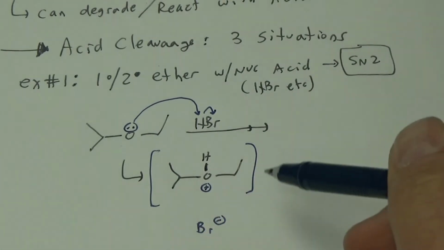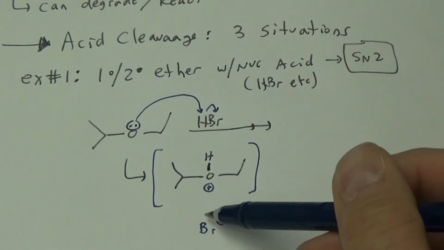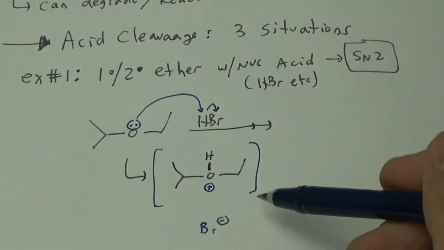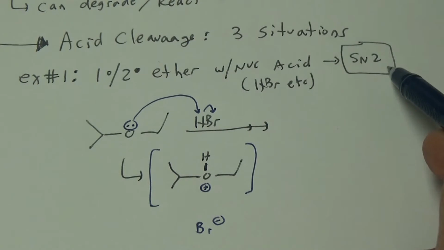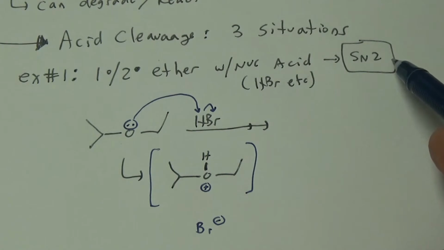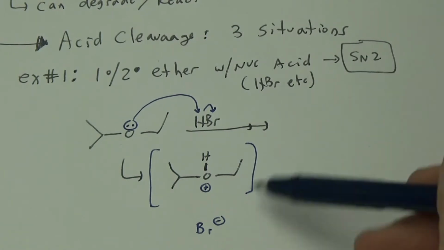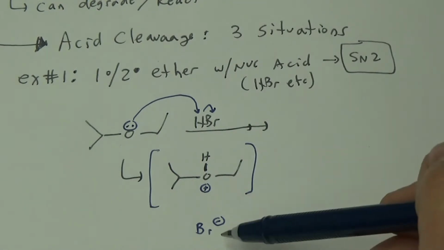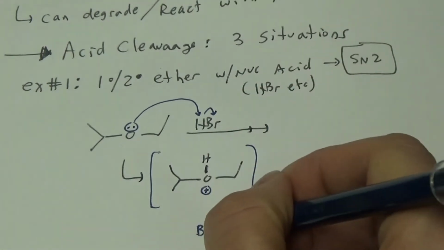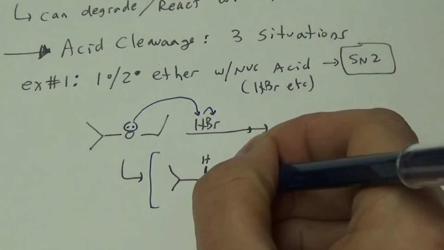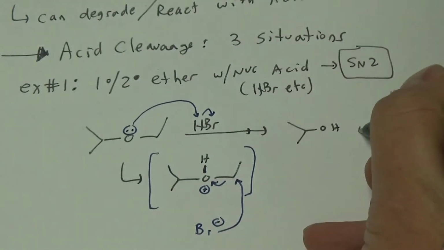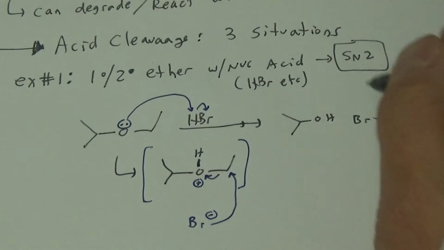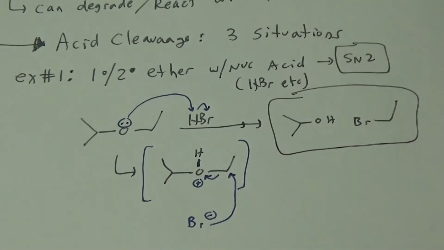The Br minus is deciding which side to attack. Are we going to attack the left side or the right side? You make the decision. Okay, it's SN2. Does SN2 care about steric hindrance? Yes or no? The answer is yes, of course. SN2 does not like sterically hindered environments, right? So if you're the Br minus and you're going to undergo an SN2 reaction, you're going to attack the right side here. And what are the products? Isopropyl alcohol and ethyl bromide, bromoethane. Okay, that's our first situation.